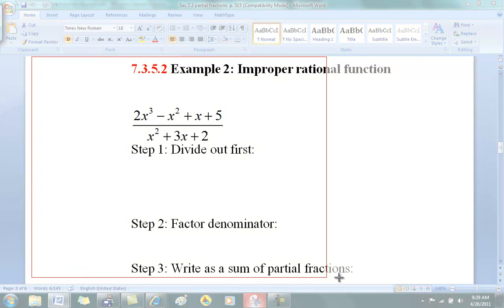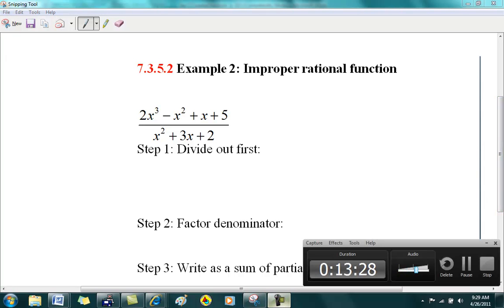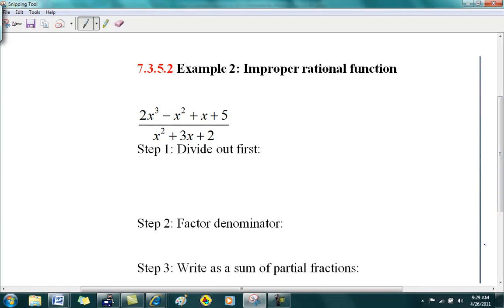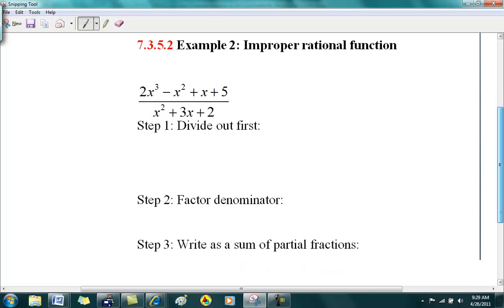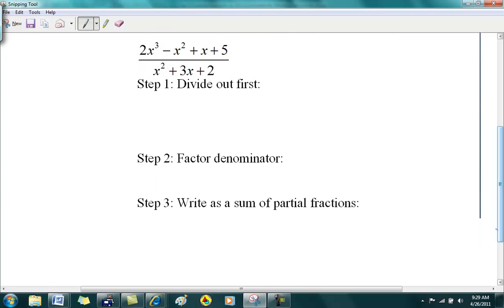Snip this. Am I recording? Yes. All right, complicated example, cubic upstairs, quadratic downstairs. So this is an improper fraction, so I need to divide out first, which means that I got to do long division.